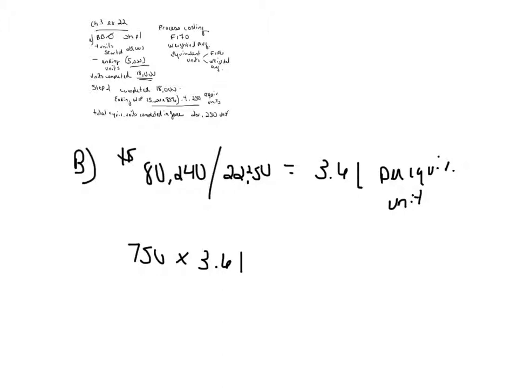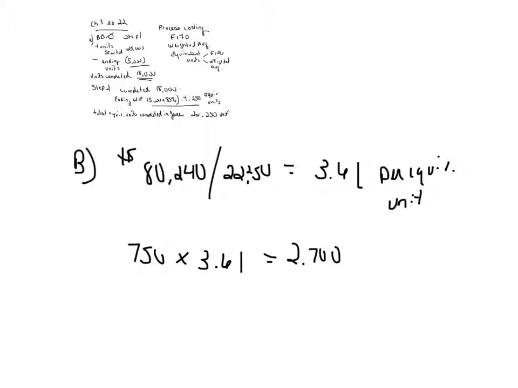Your book in Cengage is going to say 4,250 for equivalent units in ending inventory, which is just kind of worded wrong. So if we were to say the 750 times 3.61, let's see, that comes out to just about $2,700.